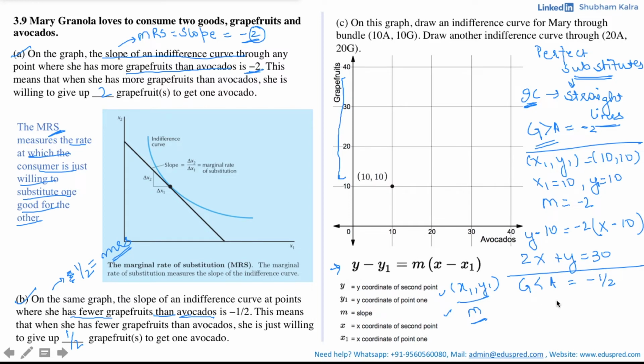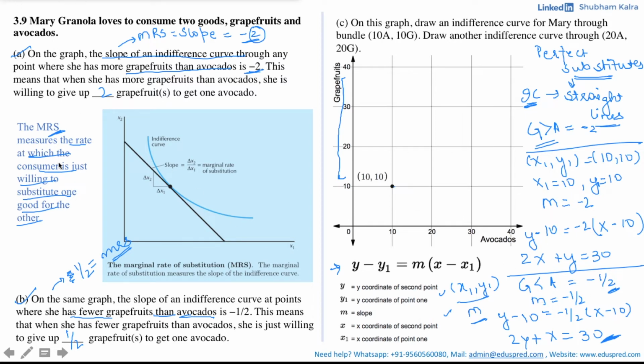So let's again calculate the equation of the line. Everything remains the same, just your slope has changed, which is equal to minus half. So let's put the value into this equation, and x1 and y1 remain the same as this segment of the line also passes through this consumption bundle. So x1 is again 10 and y1 is again 10. So that would be y minus 10 is equal to minus half multiplied by x minus 10, which would give you the equation as 2y plus x is equal to 30. And this is the equation when you have the slope of minus half, which is the scenario when your grapefruits are less than avocados. So let's draw the indifference curve with all this information at hand.